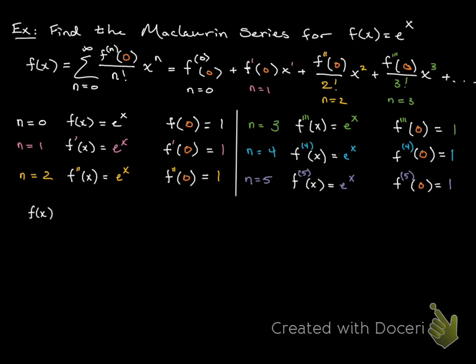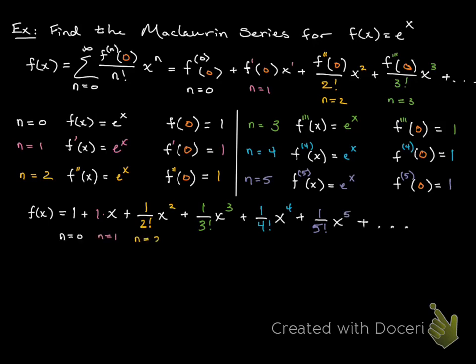My function f of x is 1 plus 1 times x to the first plus 1 over 2 factorial x squared plus 1 over 3 factorial x cubed plus 1 over 4 factorial x to the fourth, and so on and so forth. These all give me my series expansion for the specific n below there. And what I want to do is, again, collect this all in summation notation. I want to figure out a way to write this as a sum.